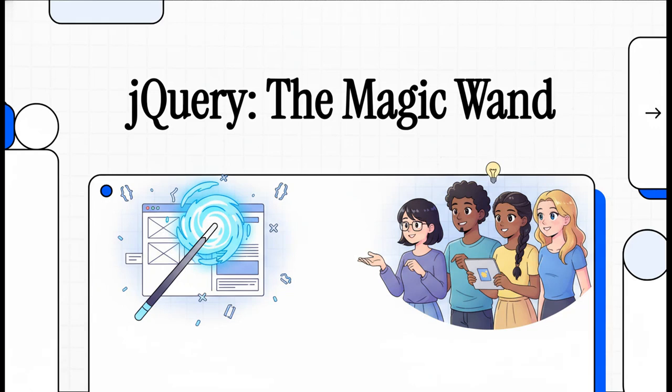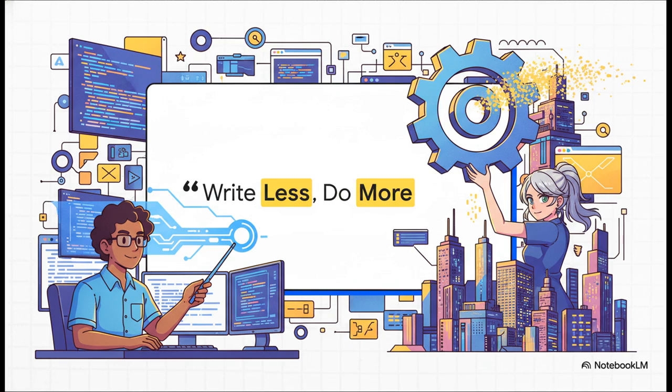All right, today we're going to pull back the curtain on a tool that completely changed how the internet looks and feels. I mean, for early web developers, this thing was basically a magic wand. And that was its promise, right? Write less, do more. An incredibly powerful motto for a JavaScript library called jQuery. But you gotta ask, what problem was so big that it needed a solution this powerful?